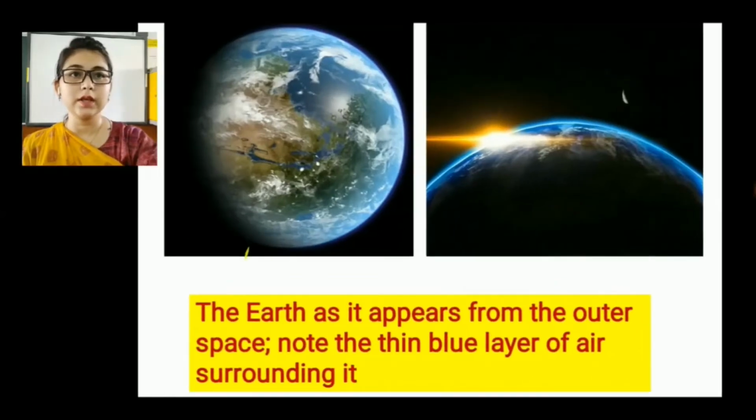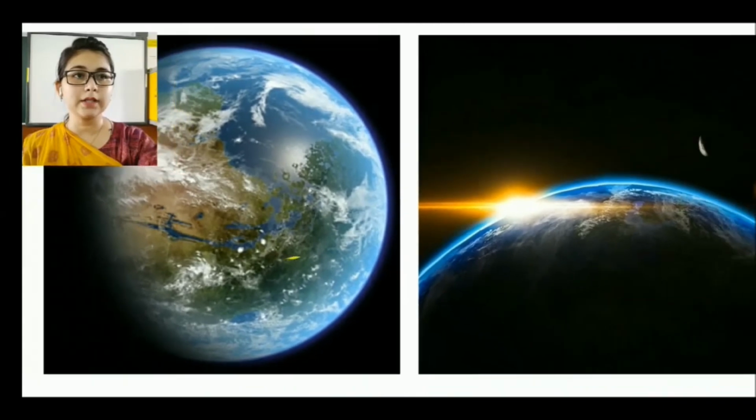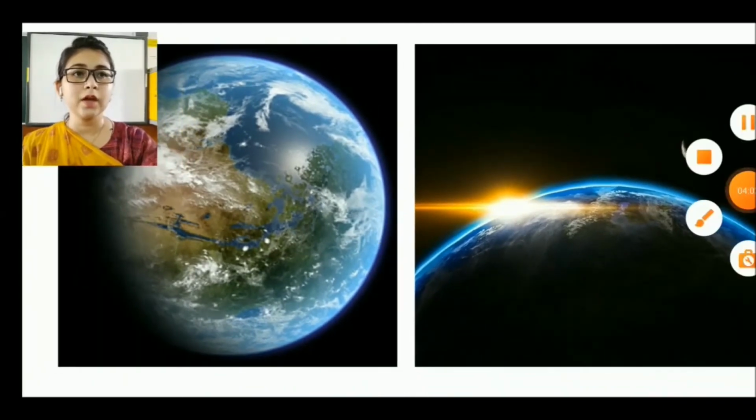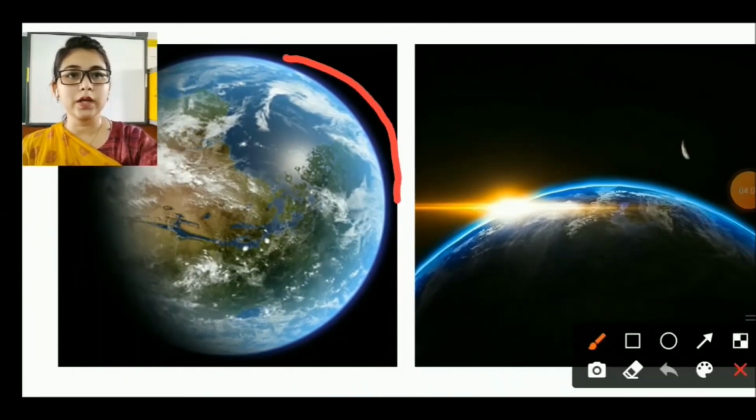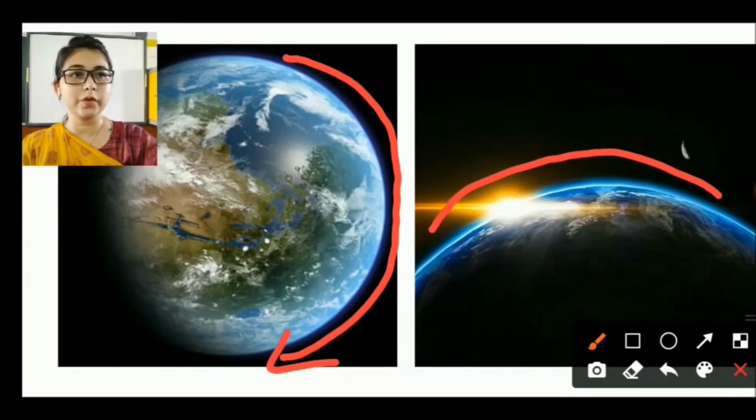Can you see two pictures here? Let me just zoom it. By this you can see, students, a light blue color layer surrounds the earth. Can you see? Yes, what is it? It is the very thin layer of air that surrounds the earth, and it is called atmosphere. In this picture also you can see it showing in light blue color. So this is what? This is atmosphere.